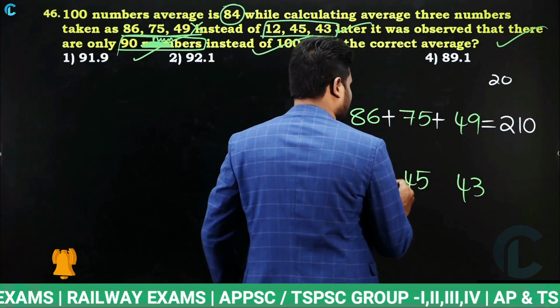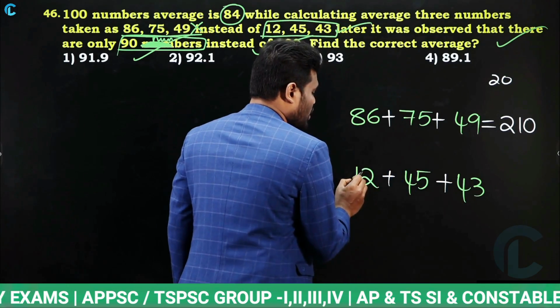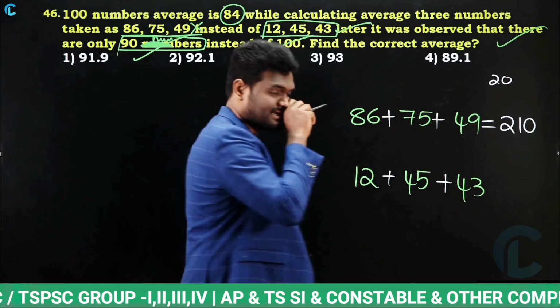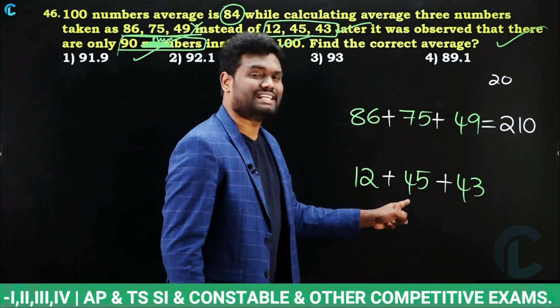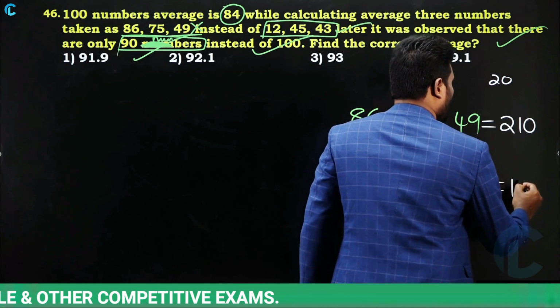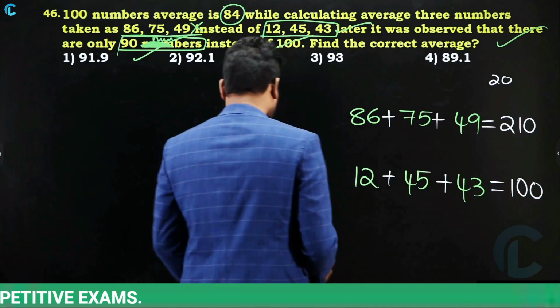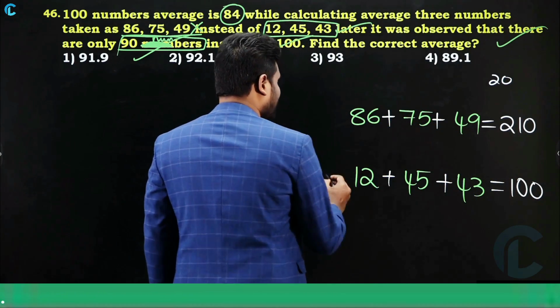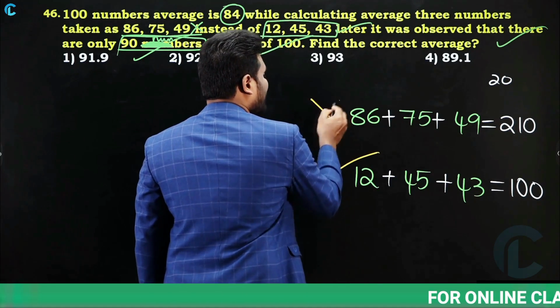Similarly, when you add these numbers, 2 plus 5 plus 3 is 10. 40 plus 40 is 80, 80 plus 10 is 90, 90 plus 10 is going to be 100. Which means, if you observe here, the correct values are this one, and these are wrong values.